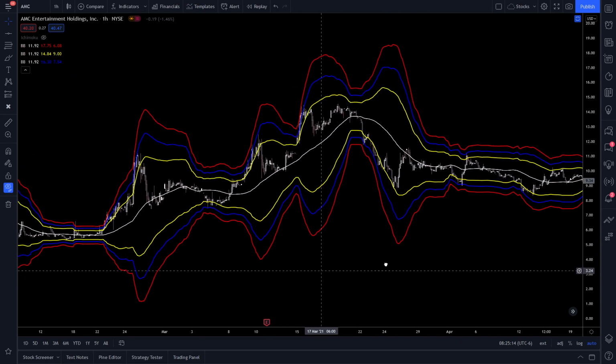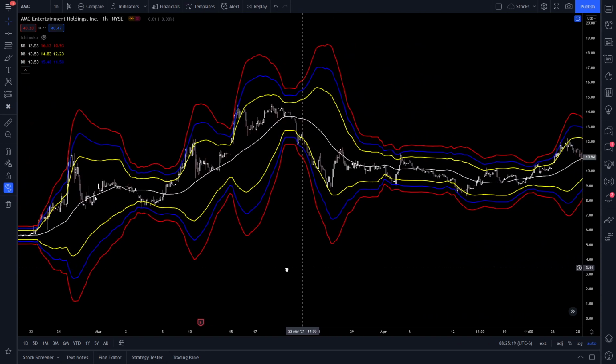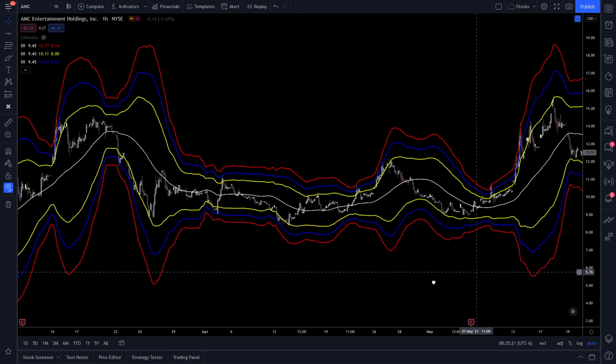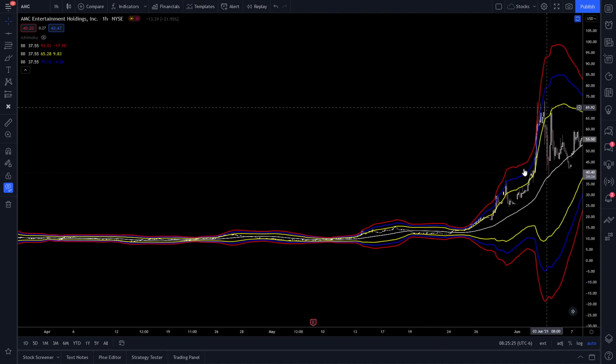Where is it? So I believe, yeah, that was the run up you had in March. Then it trended back down. Let's try to get to June. So that's going to be the better example. So I think for June, let's see here.